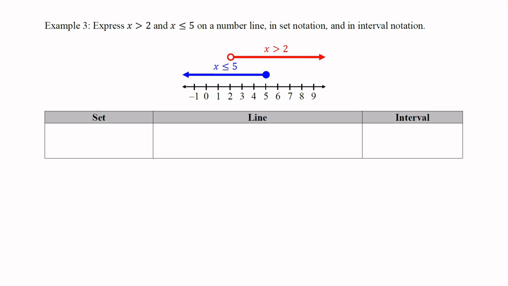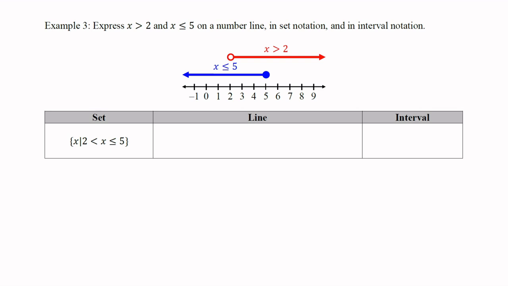Since this is an AND statement, it's got to be the part that is shared. The part that is shared between our two solutions is the area where we have overlap. That would be from 2 to 5, and you cannot include the 2. So how do we notate this? In set notation, you're going to indicate it as the set of all x such that 2 is less than x, which is less than or equal to 5.